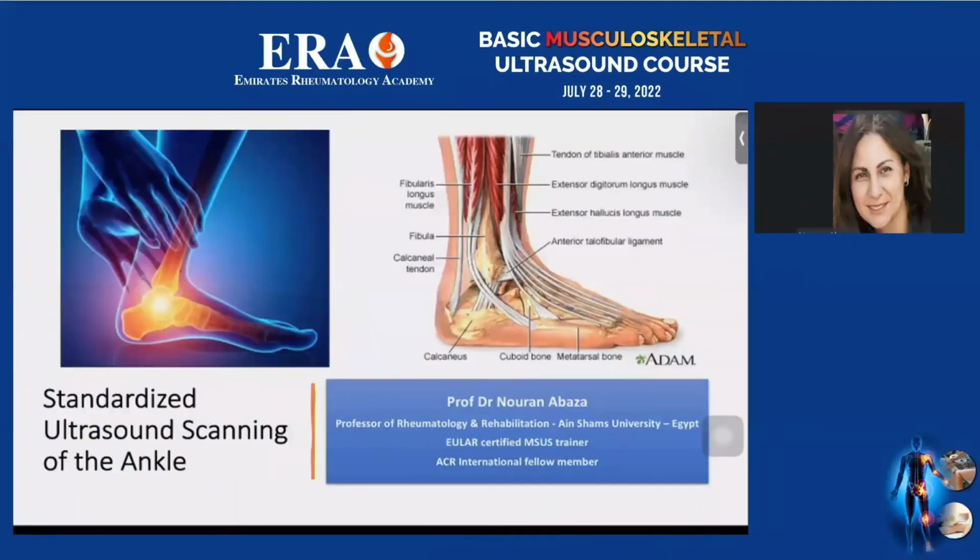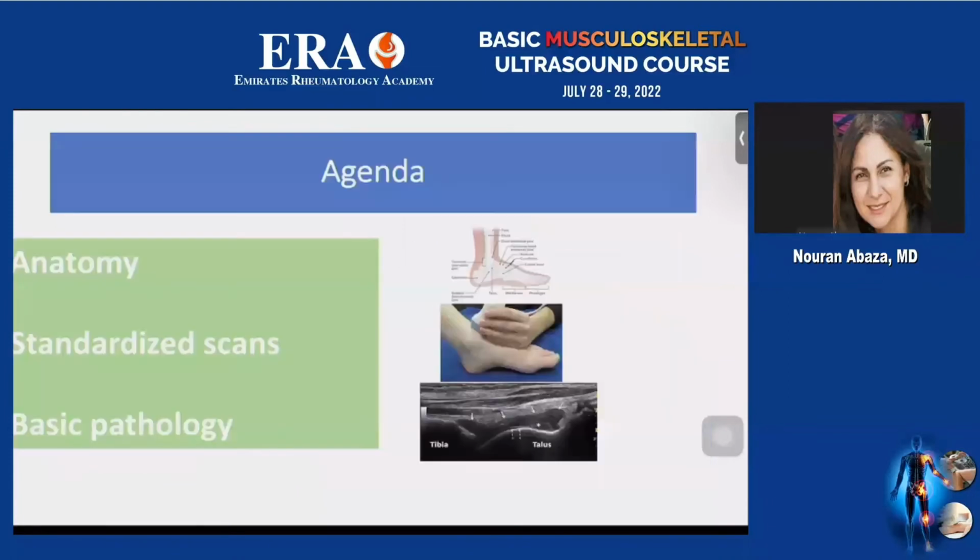Thank you very much, Professor Abu Gamal, for your invitation, and thanks to the Emirates Rheumatology Academy for this event. I will try to go faster to compensate for the delay we have. So today I'm going to talk to you about the basic standardized ultrasound scanning of the ankle. We're going to go through the anatomy, do the most basic things so you don't get confused, the standardized scan, and the most basic pathology concerning the joint and the tendons, and some pathology of the bone and cartilage.